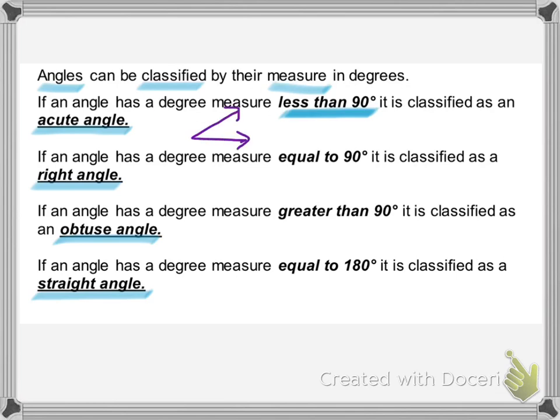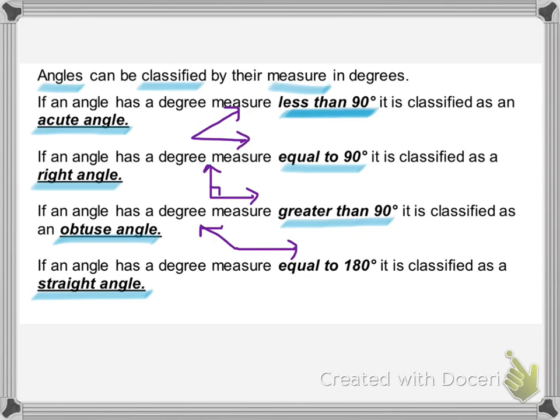A right angle equals 90 degrees. So it's going to look something like that. To show that it equals 90 degrees, a lot of times we'll put that little box in the corner. That means that it equals 90 degrees. An obtuse angle is greater than 90 degrees, so it's a little bit bigger than a right angle. It might look something like this. So this measure right here is bigger than 90.